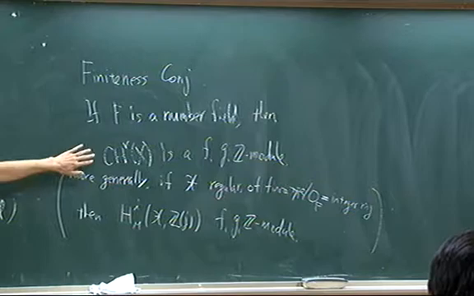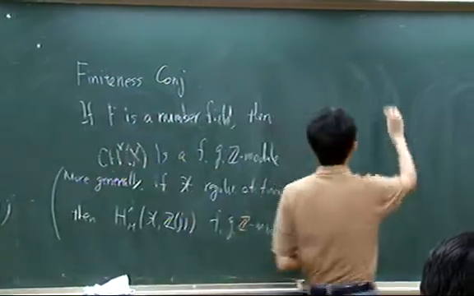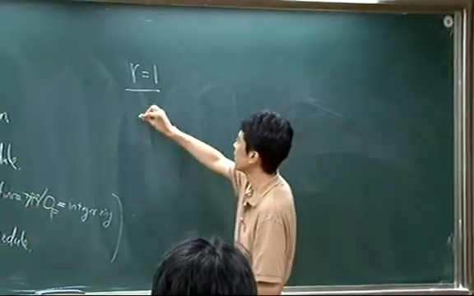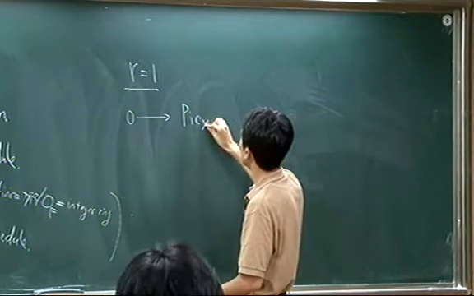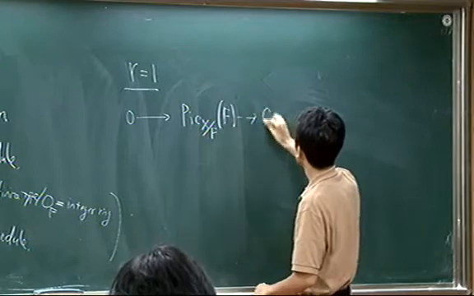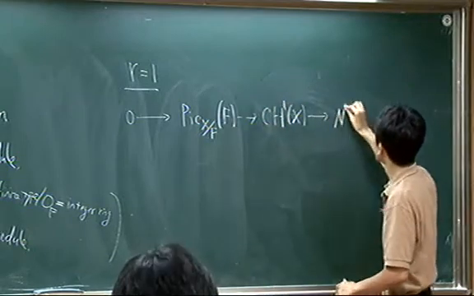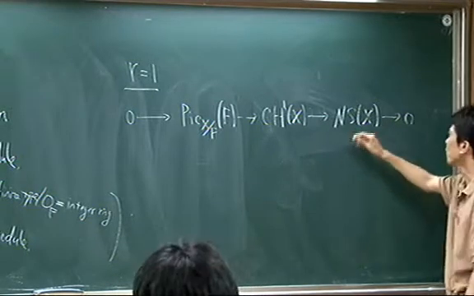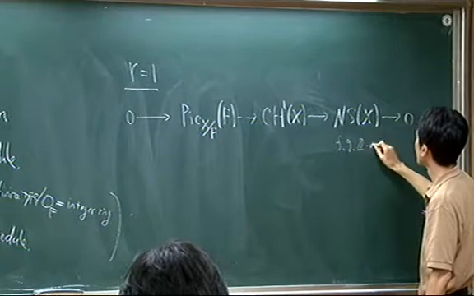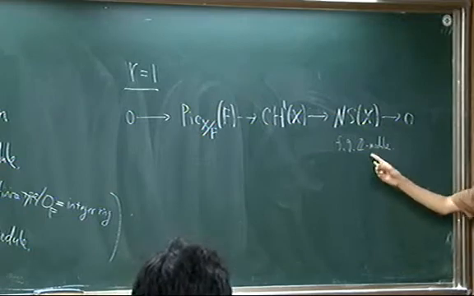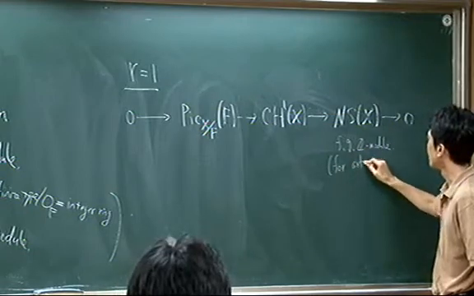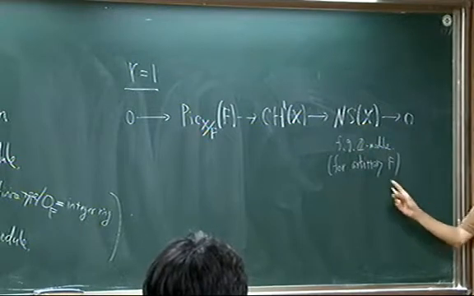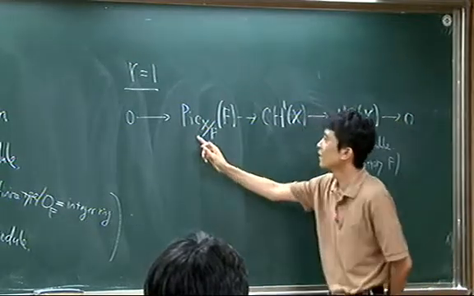Now let's take a look at the case of codimension 1, r equals 1. This is the simplest case. In this case, it's known that there is an exact sequence from the Picard variety to the Chow group and the Néron-Severi group. And it's known that the Néron-Severi group is a finitely generated Z-module. This is true for an arbitrary field, even for positive characteristic. And this is the Picard scheme.